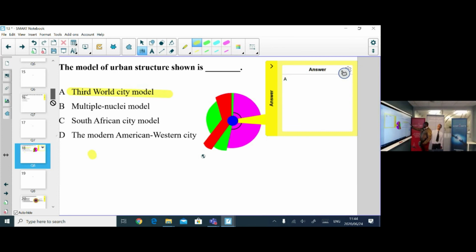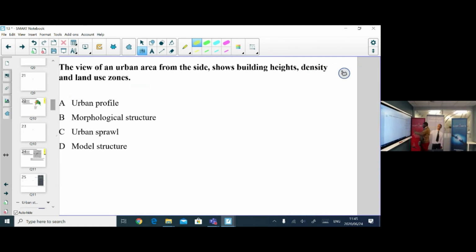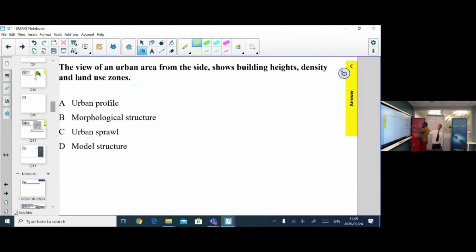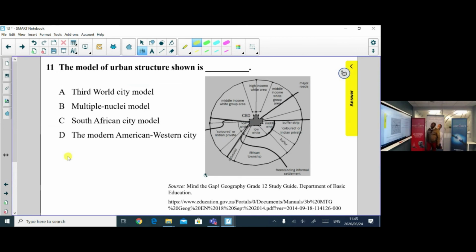And then we need to look at yet another question that pertains to what we did today. We have got question number 10 that deals with, right? It says the model of urban structure shown is third world city model, multiple nuclei model, South African city model. What is this? So what you need to do here is look at the issues, if there is something to do with race, and you look at this middle white and water, then you will know what we are talking about.